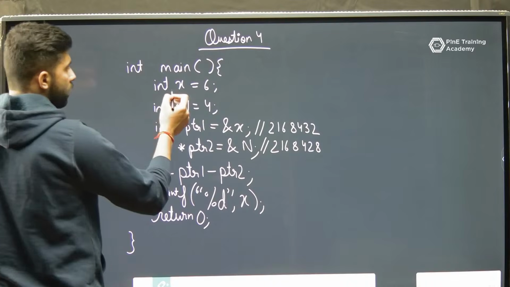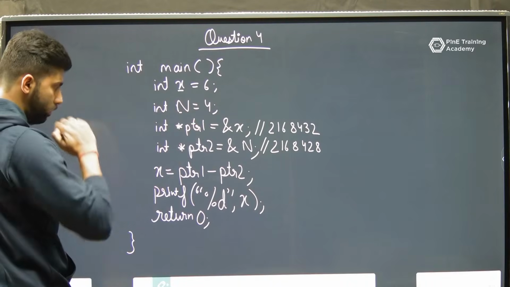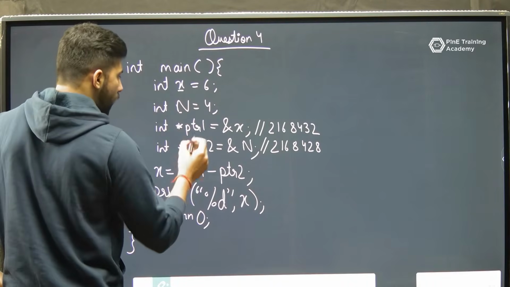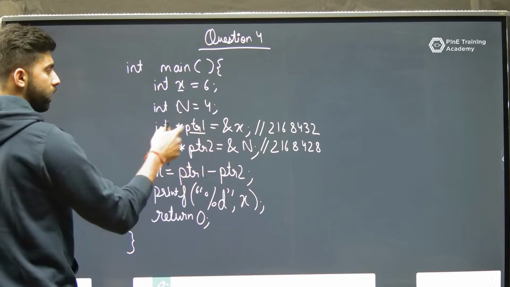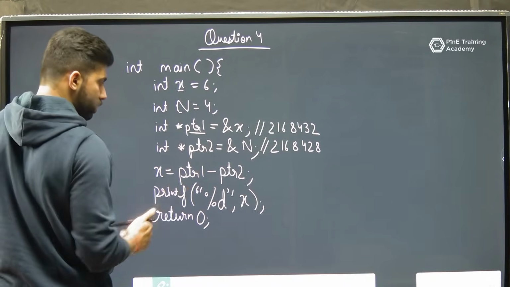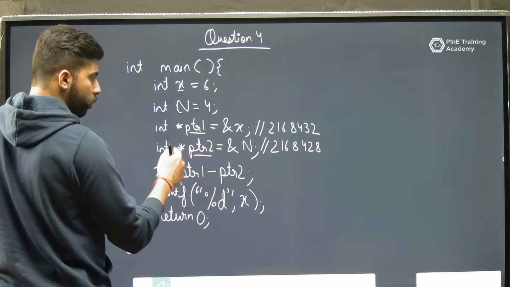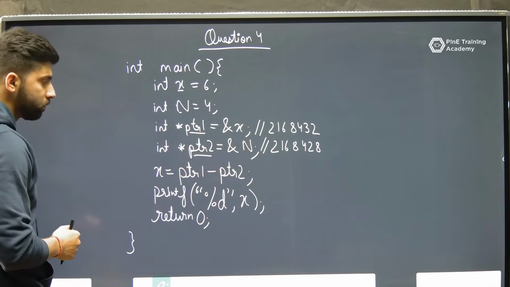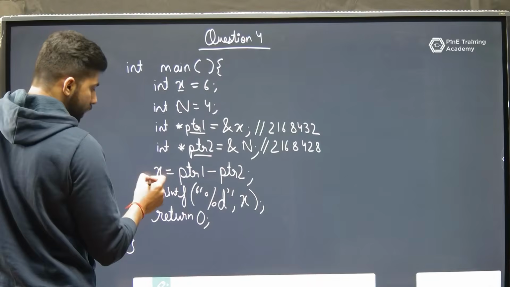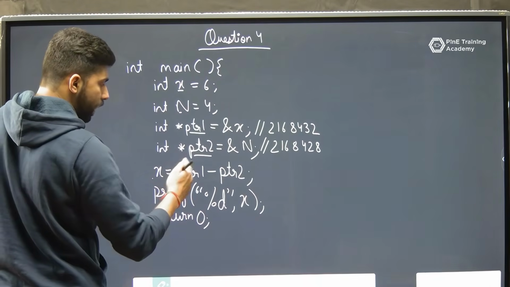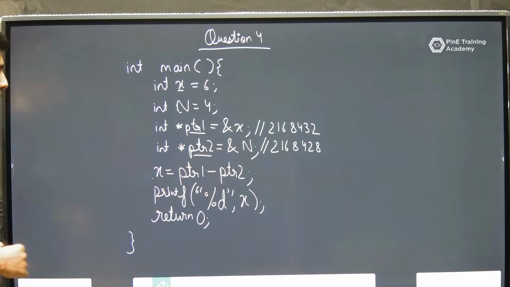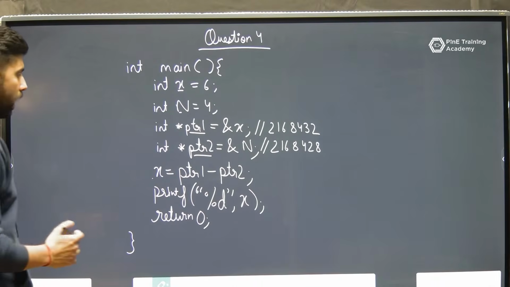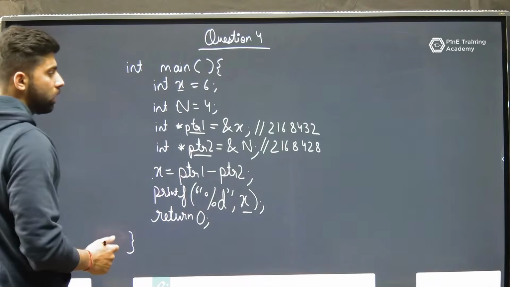Next. Here I have two integers x and n. I am creating ptr1, which is a pointer to x, storing the address of x. ptr2 is also a pointer which is storing the address of n. After that, in x, I am doing ptr1 minus ptr2. And then I'm trying to print x.